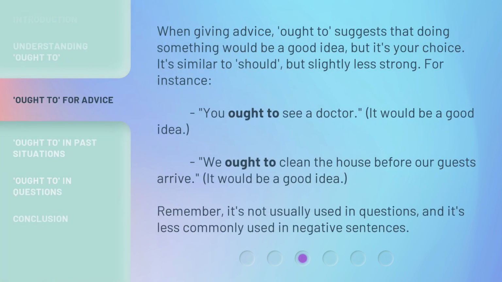When giving advice, ought to suggests that doing something would be a good idea, but it's your choice. It's similar to should, but slightly less strong. For instance, you ought to see a doctor. It would be a good idea. We ought to clean the house before our guests arrive. It would be a good idea. Remember, it's not usually used in questions, and it's less commonly used in negative sentences.